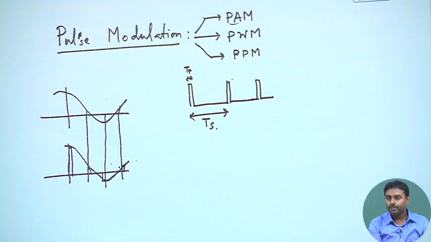So, that is pulse amplitude modulation, whereas in pulse width modulation you now start varying the width of the pulse according to the amplitude of the message signal. So, basically what will happen if the amplitude is higher depends on how you wish to modulate it.